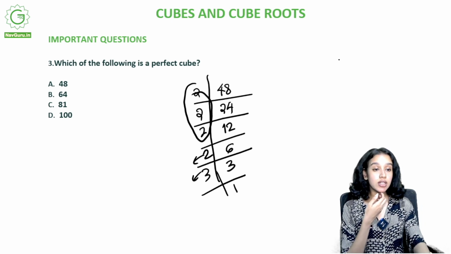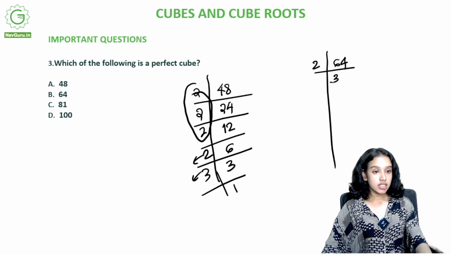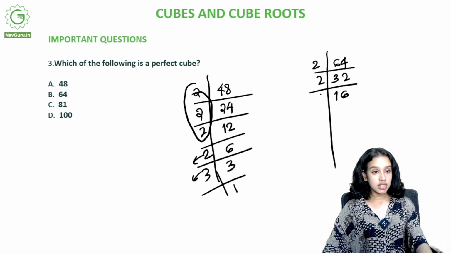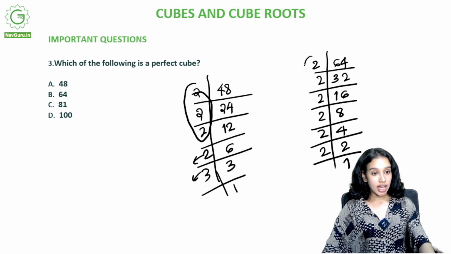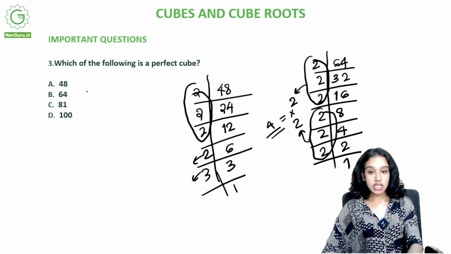So let's check with 64. 64, divided by 2 is 32. Again 2, it's 16. Again 2, it's 8. Again 2, it's 4. Again by 2, it's 2. Again by 2, it's 1. So we have 2 groups of three 2's here. So this is 2 from here and 2 again from here, multiplied together, we get 4. So 64 is the cube of 4.